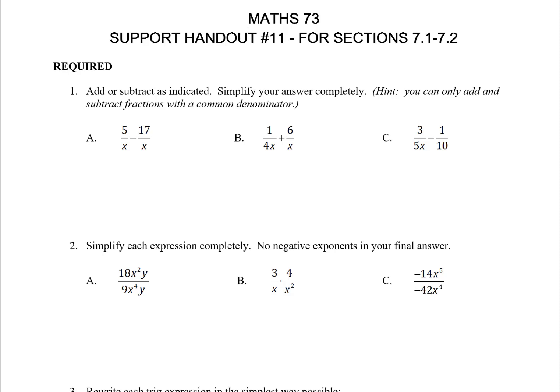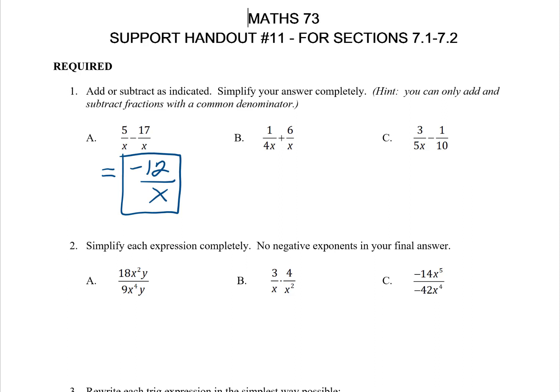Support handout number 11. Problem number 1 asks me to add or subtract these fractions. I just need to make sure I have a common denominator. Of course, part A is very easy because I do. The x is the same in both, and so to subtract these fractions, just subtract the tops. 5 minus 17 is negative 12, and keep the denominator the same. Negative 12 over x would be the final answer.